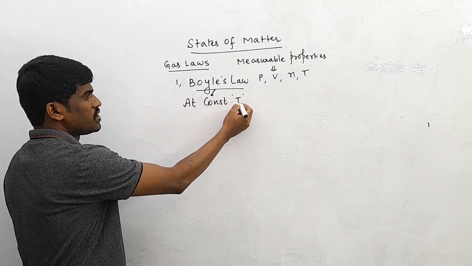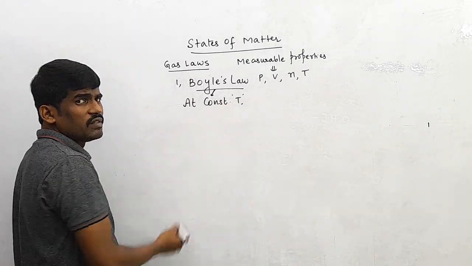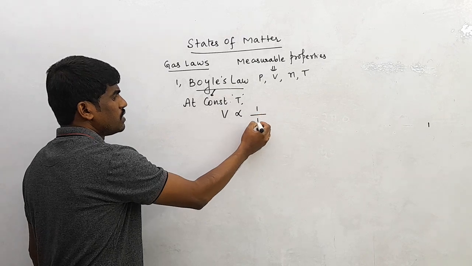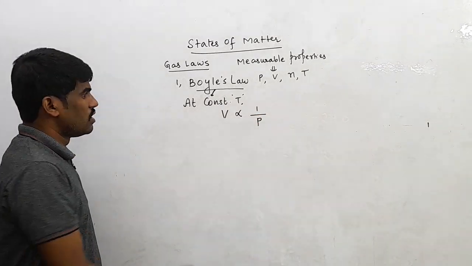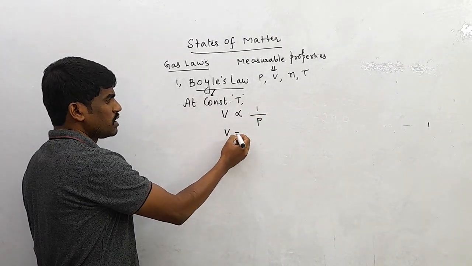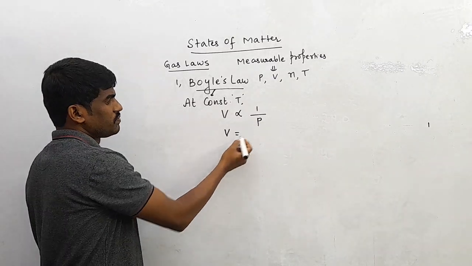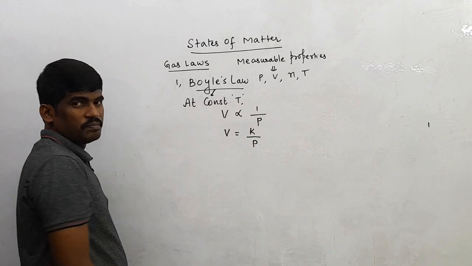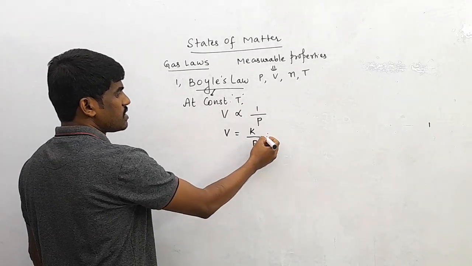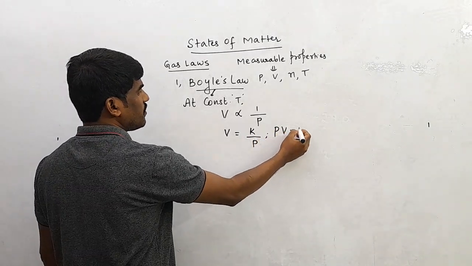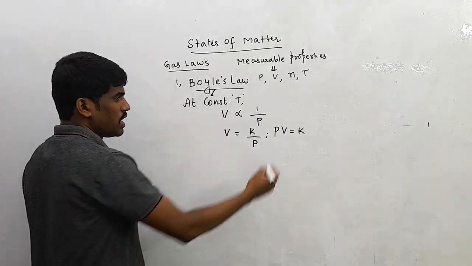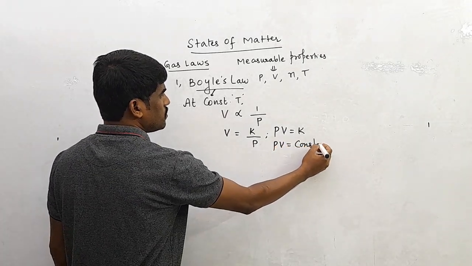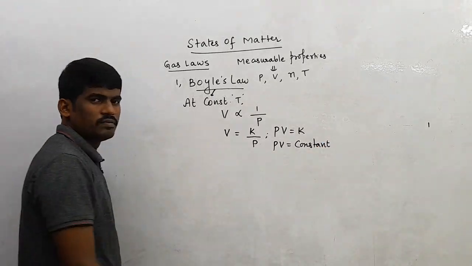At constant temperature, volume of the given mass of a gas is inversely proportional to its pressure. If you remove the proportionality symbol, we can place equal to, then V is equal to k upon P. Then it can be written as PV is equal to k. So k is the proportionality constant, so it can be written as PV is equal to constant.